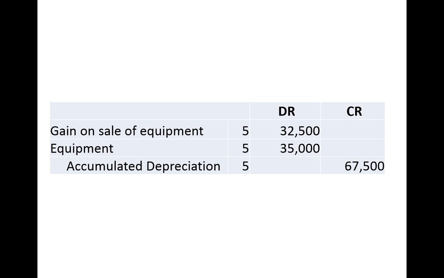And then the last thing we're going to do is we're going to reestablish the accumulated depreciation that was there when the asset was sold. And remember, that accumulated depreciation represents depreciation from year 4, 5, and 6. So we're going to make this entry here. It does three things. It eliminates the gain. It reestablishes the equipment at its correct value, and it reestablishes the accumulated depreciation at its correct value as well.